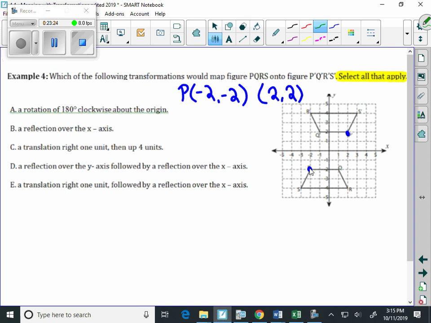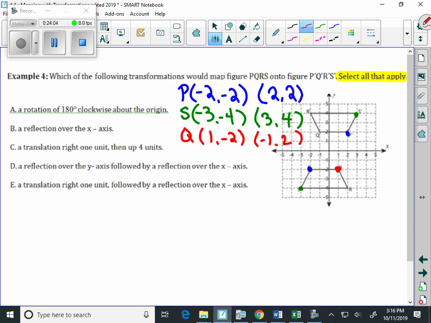If we check S, S is negative 3, negative 4. So again, 180 means that we're going to change the signs. So it's going to be 3, 4. When we check that, 3, 4 is here. So we're 2 for 2. And we should probably try one more. And let's try Q here. And Q is 1, negative 2. 180 degrees clockwise, and we're going to change the signs. So it's going to be negative 1, 2, and we're not flipping anything. So negative 1, 2 is here. So we definitely can say that this is a rotation of 180 degrees clockwise about the origin.